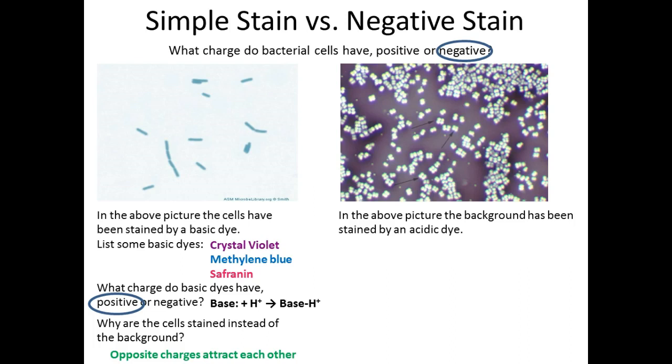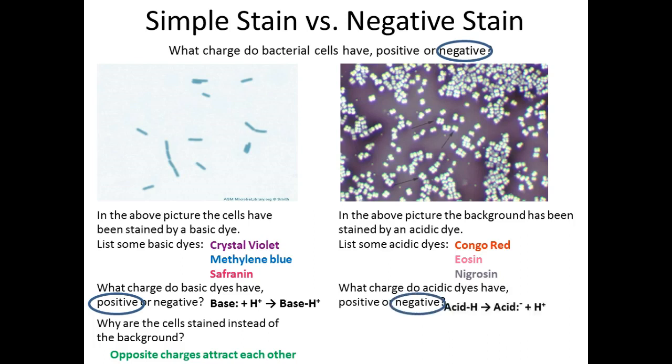Now for negative staining, we use an acidic dye. Acidic dyes have what charge? Negative charge, right? They give up their protons, they become negative. Some examples of acidic dyes we've used in this lab are Congo red and nigrosin, and then mentioned in one of your homework assignments was the eosin.